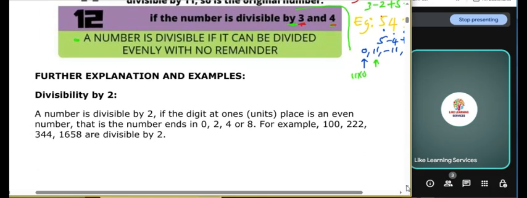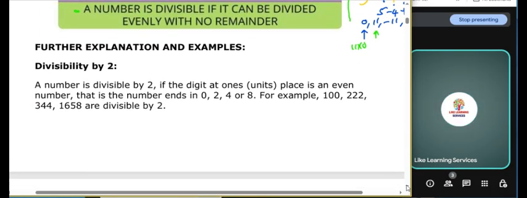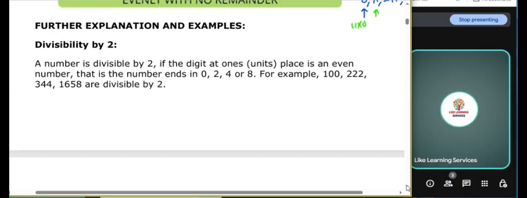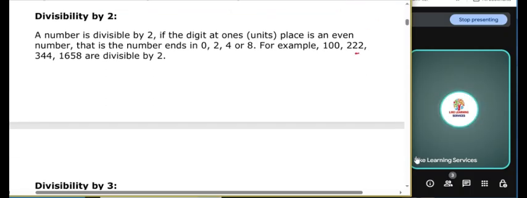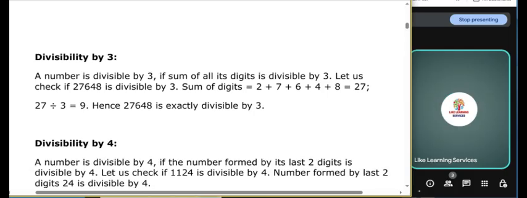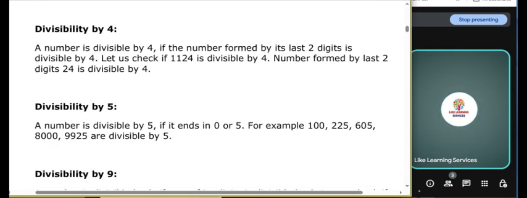Okay, these are some of the further explanations. Divisible by 2: a number is divisible by 2 if the digit at ones, that is the units, is even, like 100, 122, and so on, 1658. Divisible by 3 if the sum of the digits is divisible by 3, like 27648. If you add them, adding it gives 27. And divisible by 4 if the last two digits are divisible by 4, like 1124. 24 is divisible by 4.